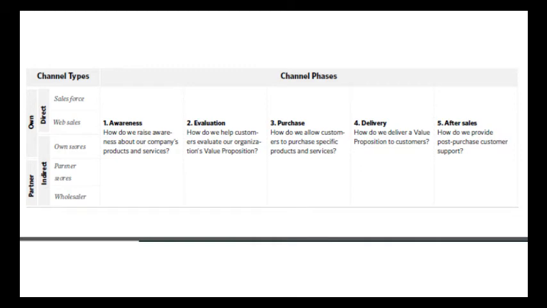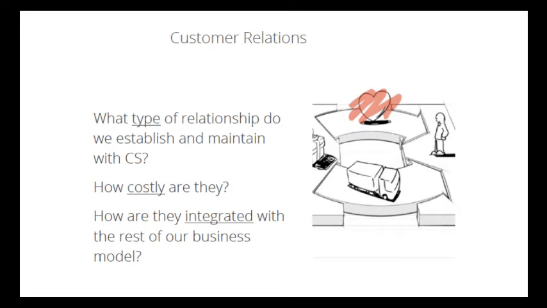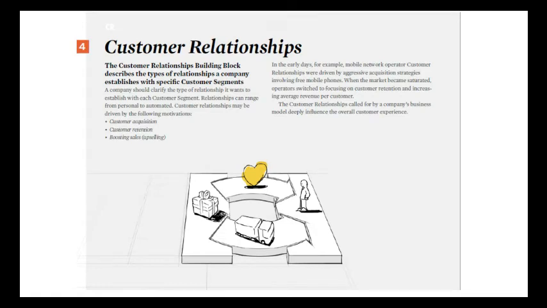Then the next one on the business model canvas is the customer relationships. The customer relationship building block describes the type of relationships a company establishes with specific customer segments. A company should clarify the type of relationship it wants to establish with each customer segment. So, what type of relationship does each of our customer segments expect us to establish and maintain with them?